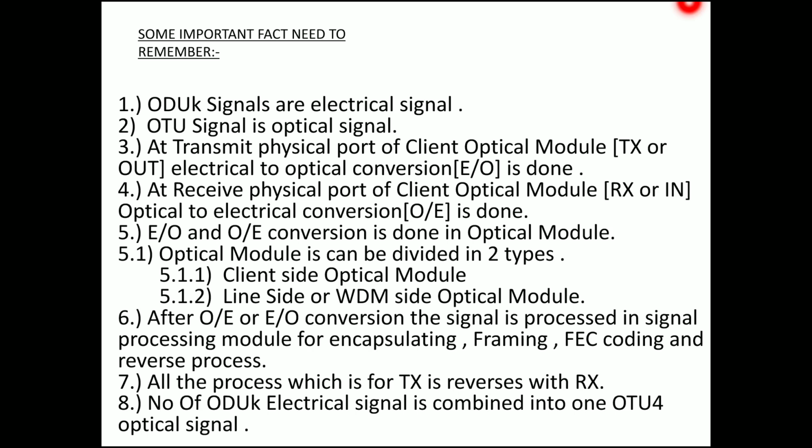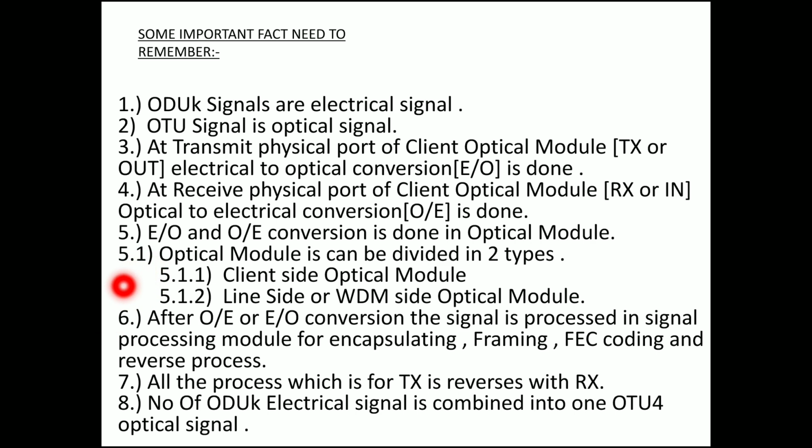So these are the important points we need to remember. ODUk signals are always electrical signals. OTU signals are optical signals. At transmit, the physical port of the client optical module, TX or out, electrical to optical conversion is done. At the receiver, the physical port of the client optical module, RX or in, optical to electrical conversion is done. Electrical to optical and optical to electrical conversion is done in the optical module. Optical modules can be divided into two types: client side optical module and line side optical module.